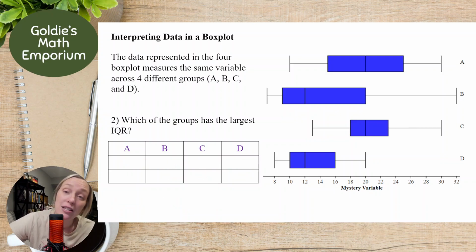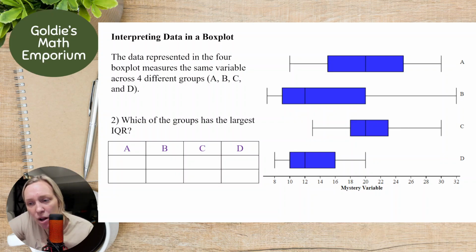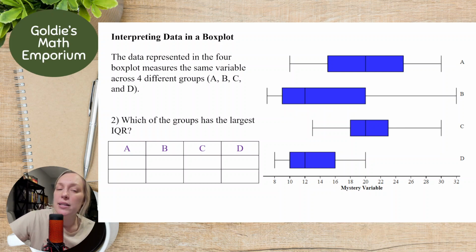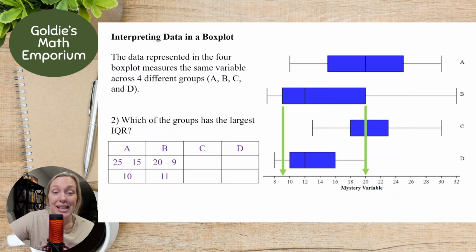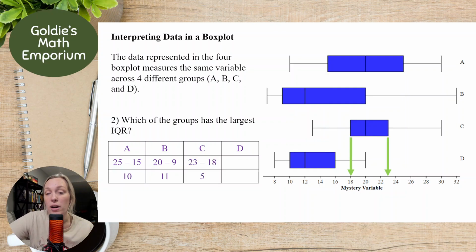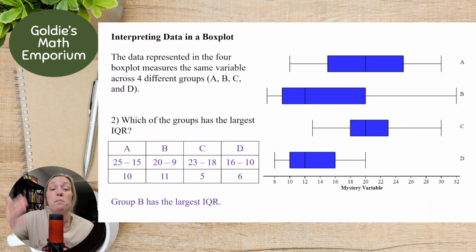Another one, which of the groups has the largest IQR? Again, maybe you can kind of look at it. A and B kind of look close. C is definitely probably the smallest. You can kind of look, but let's confirm this with numbers. So A's IQR is 25 minus 15, which is 10. B's IQR is 20 minus 9, which is 11. C's IQR is 23 minus 18, which is 5. And then D, 16 minus 10, has an IQR of 6. So that does confirm B also has the largest IQR. Barely, but it does.